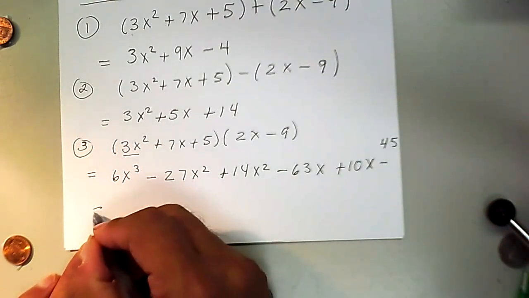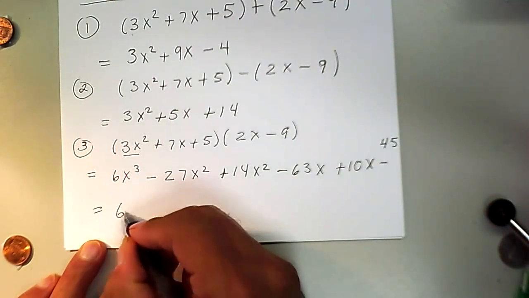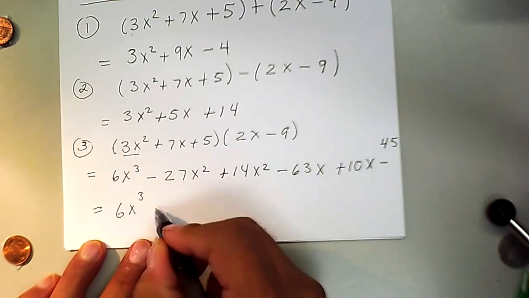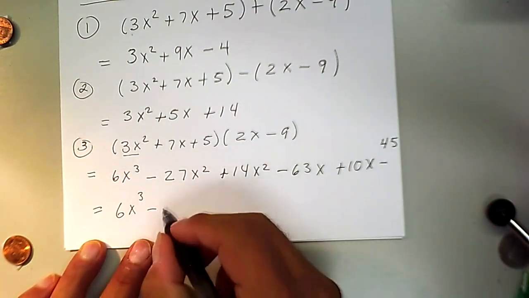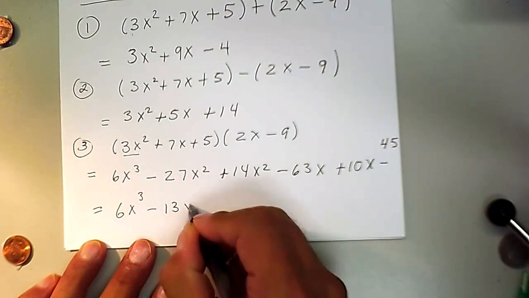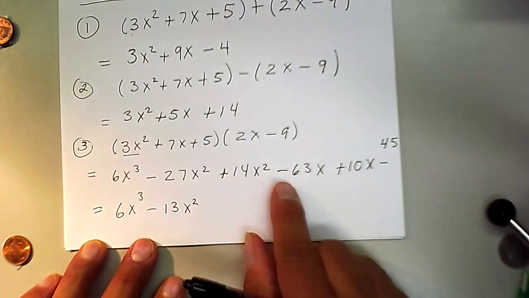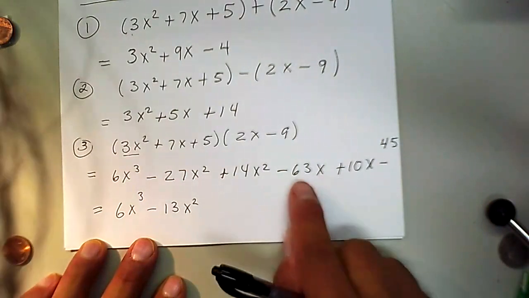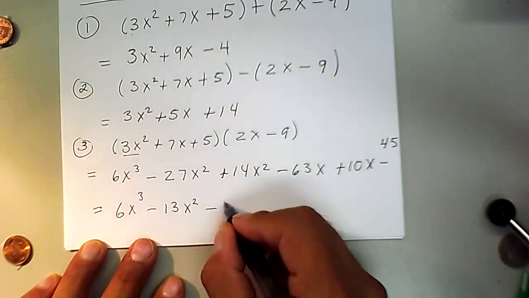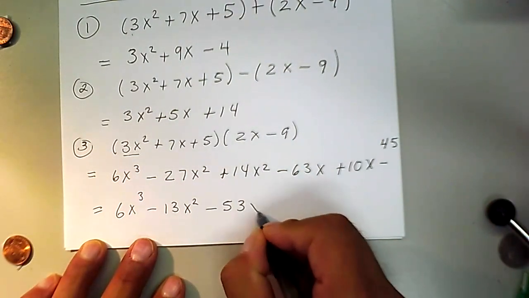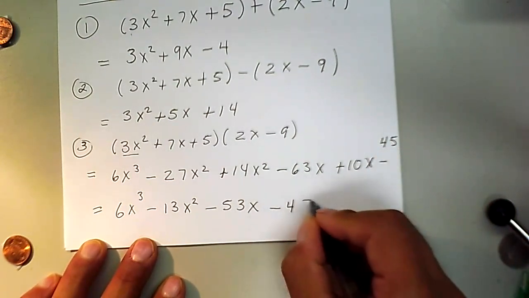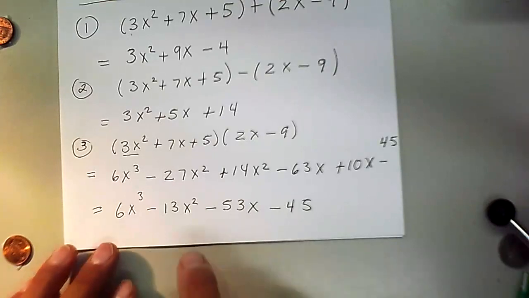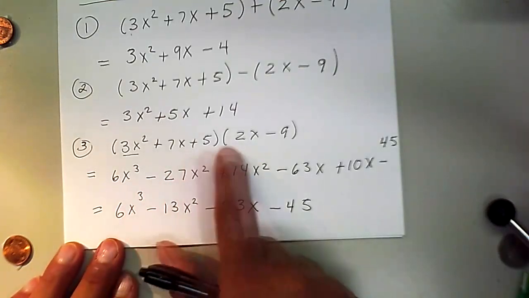And now we consolidate this by putting together like terms again. So we have, those two together make negative 13x squared. Those two, negative 53x, and the negative 45. And that's how we multiply, that is the product of those two.